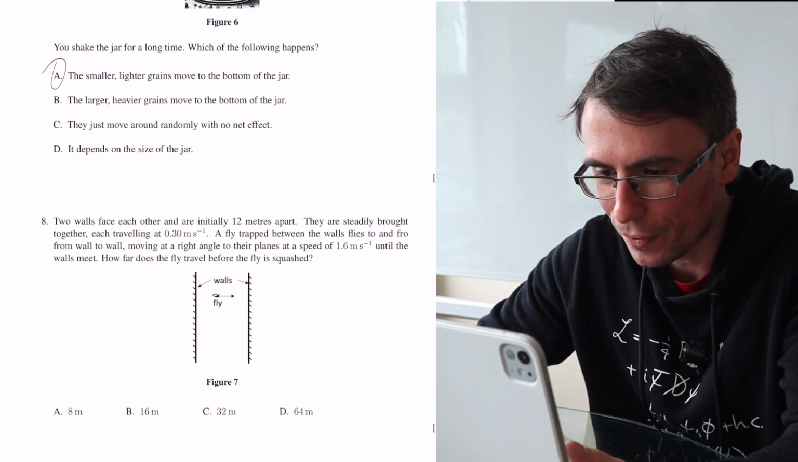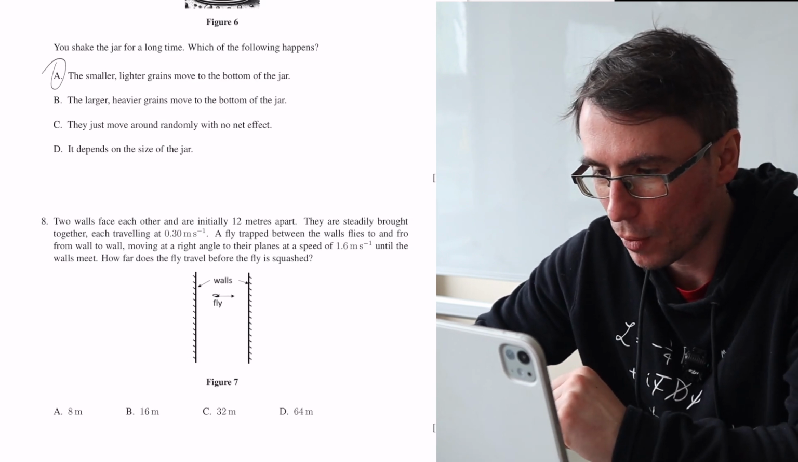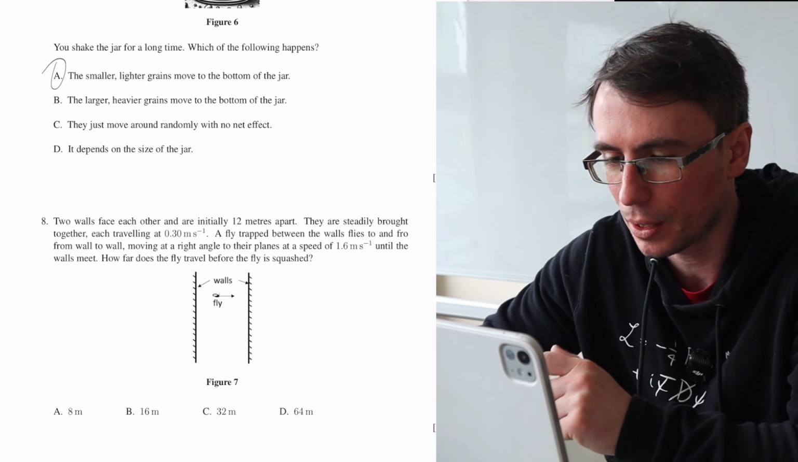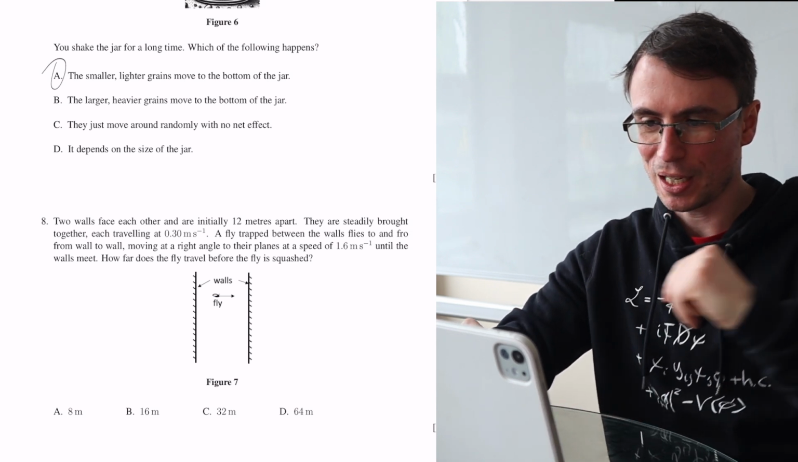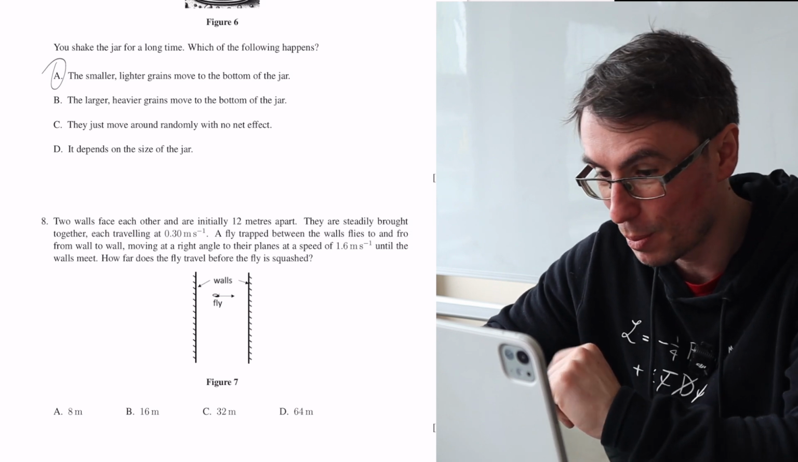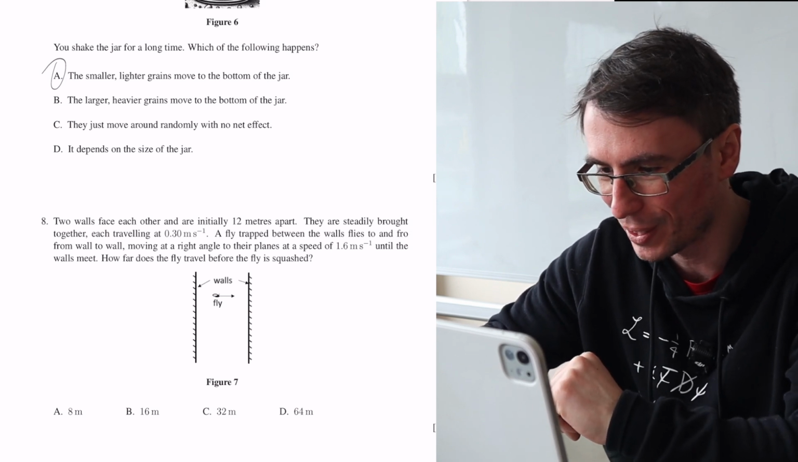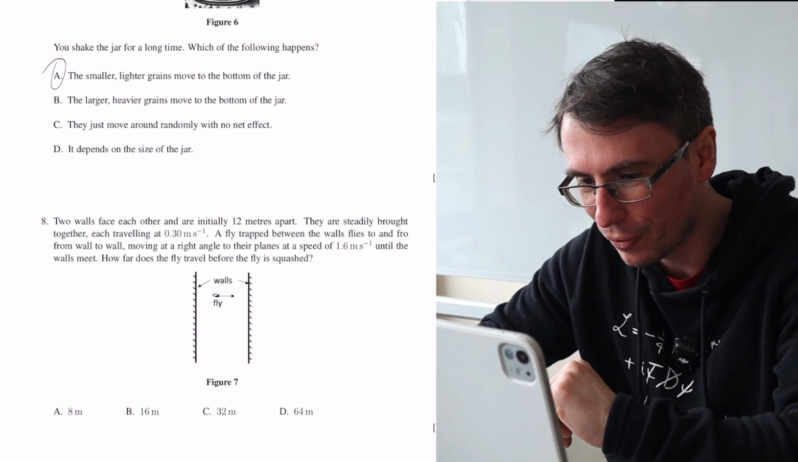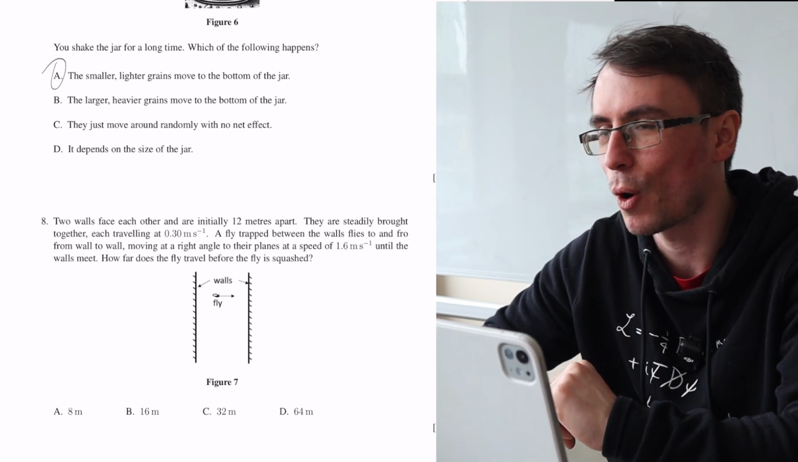Okay, two walls face each other and are initially 12 meters apart. They're steadily brought together, each traveling at 0.3 meters per second. A fly trapped between the walls flies to and from each wall, moving at right angles to the planes at a speed of 1.6 meters per second. How far does the fly travel before the fly is squashed?